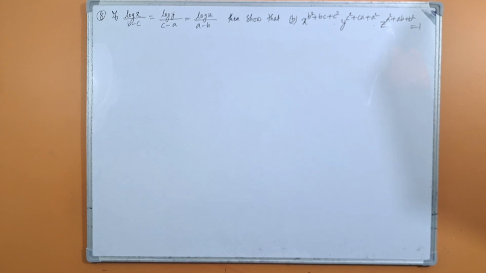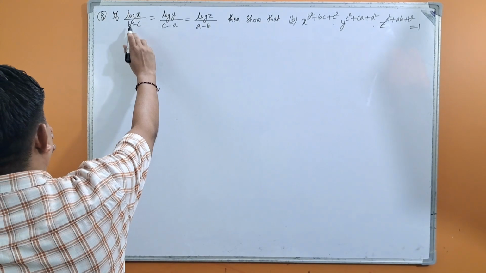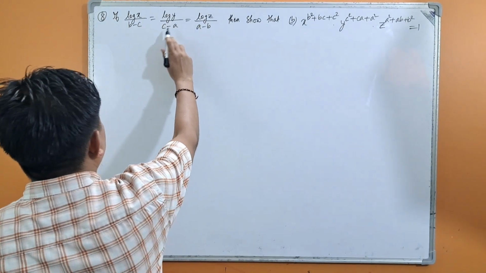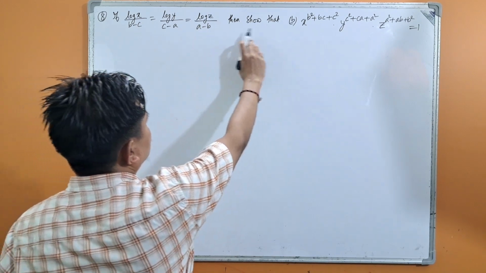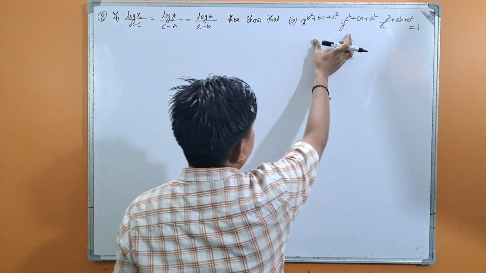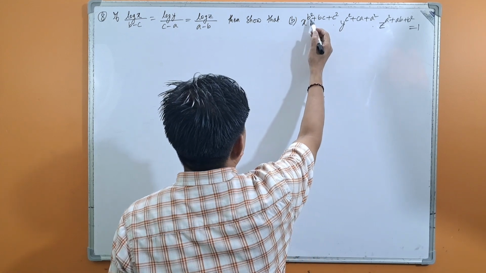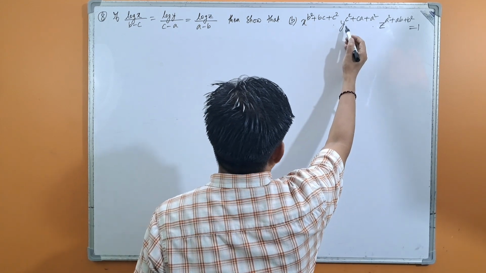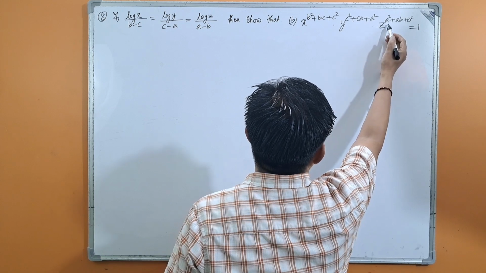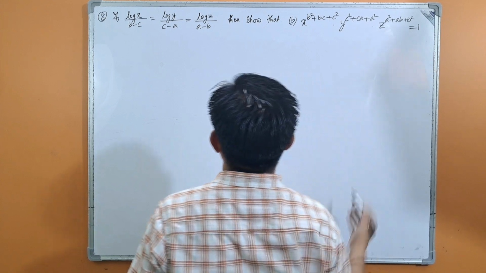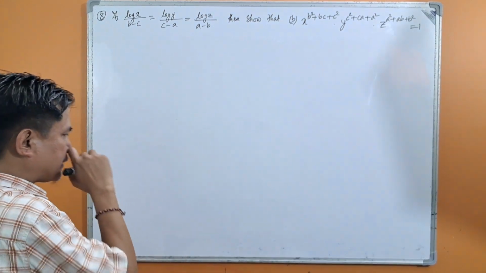Okay, question number 8b. If log x upon b minus c equals log y upon c minus a equals log z upon a minus b, then we are asked to prove this is equal to 1: x to the power b square plus bc plus c square, times y to the power c square plus ca plus a square, times z to the power a square plus ab plus b square, equal to 1. So let us use the given condition.